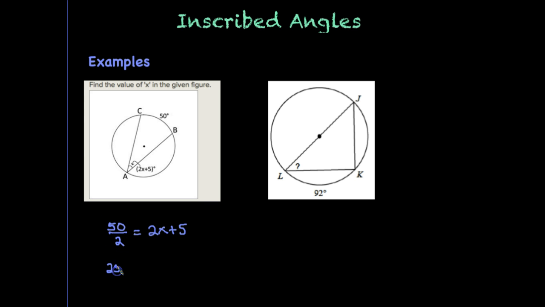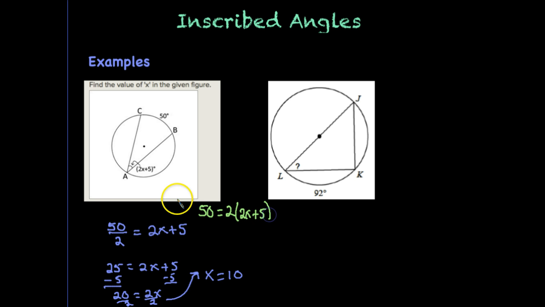So now I can take 25 is equal to 2x plus 5, subtract 5, and we're left with 20 equals 2x. And when I divide by 2, I get an x value of 10. But remember, I could have set it up the other way. I could have set it up as 50 is equal to 2 times (2x plus 5), because I understand the relationship between the arc and the inscribed angle. Let's look at our last problem.